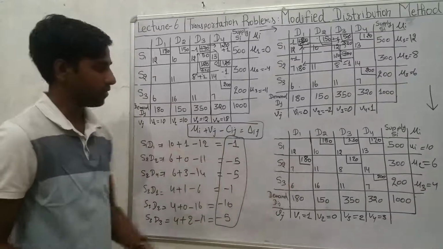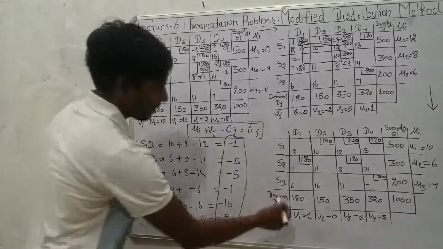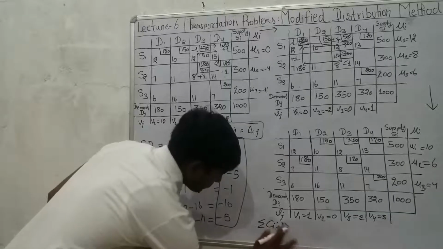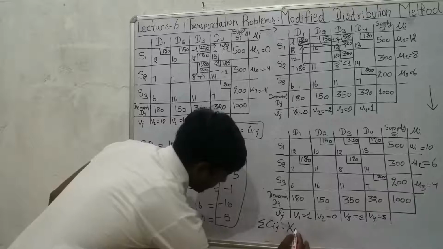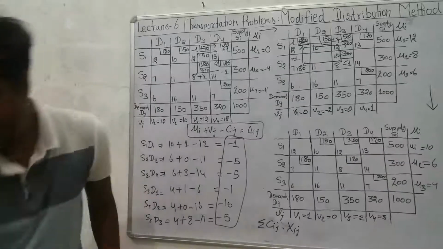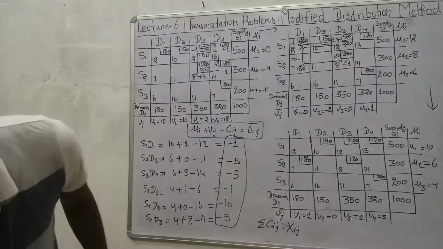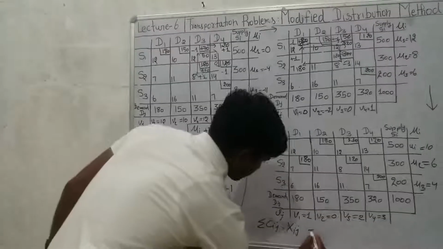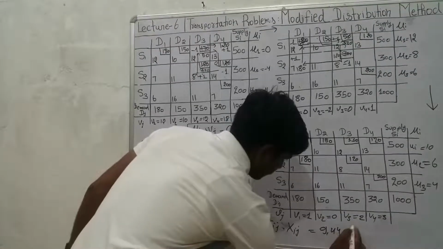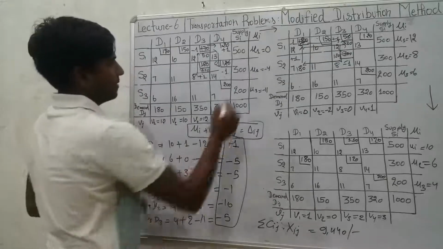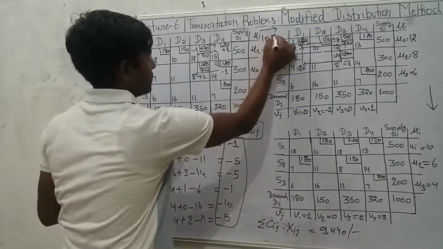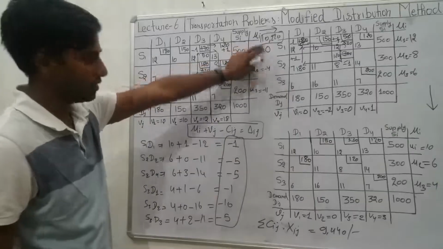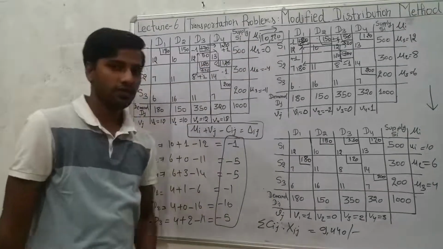You can calculate the total cost by applying a simple formula, that is summation of Cij into Xij. And what would be the answer in this case? $9,440. And in the previous case it was 10,220. So you can check, we improved our solution from 10,220 to 9,440.